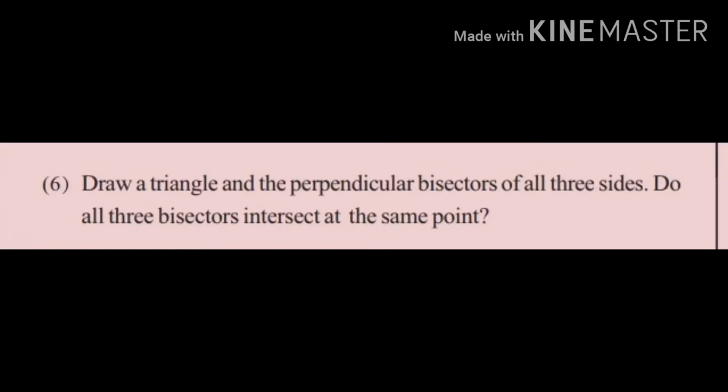Okay. Next is question number 6. Draw a triangle and the perpendicular bisector of all three sides. Do all three bisectors intersect at the same point? Okay, so without any measurement, just draw a triangle. After that you have to draw the perpendicular bisector of all the three sides, and check whether these three bisectors intersect at the same point.